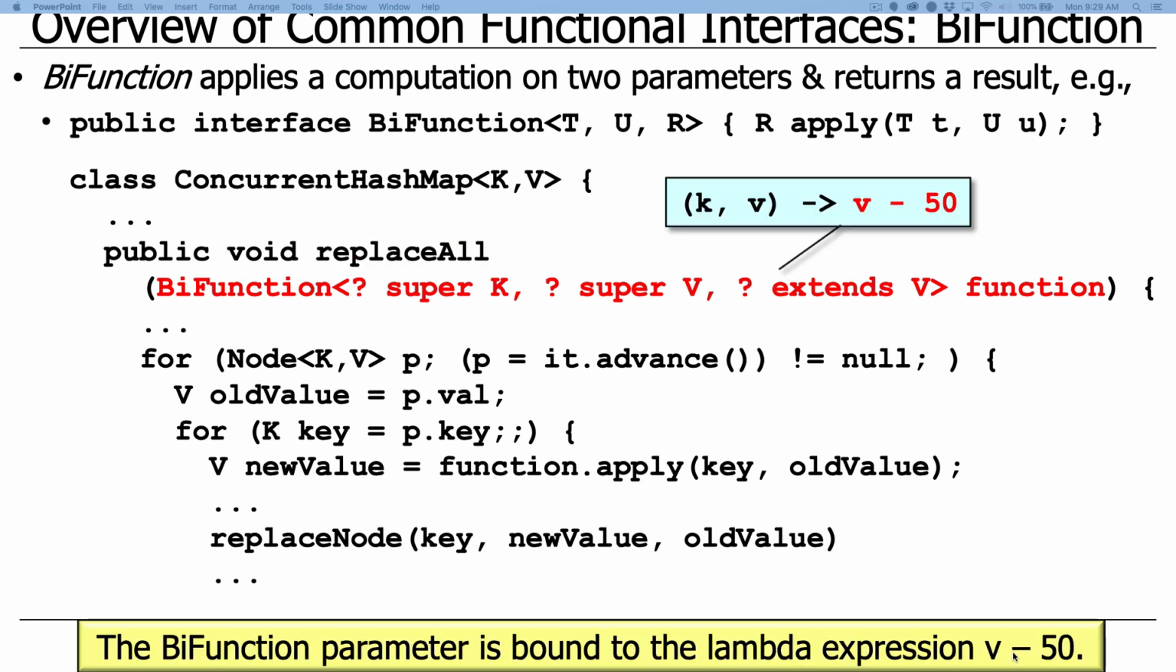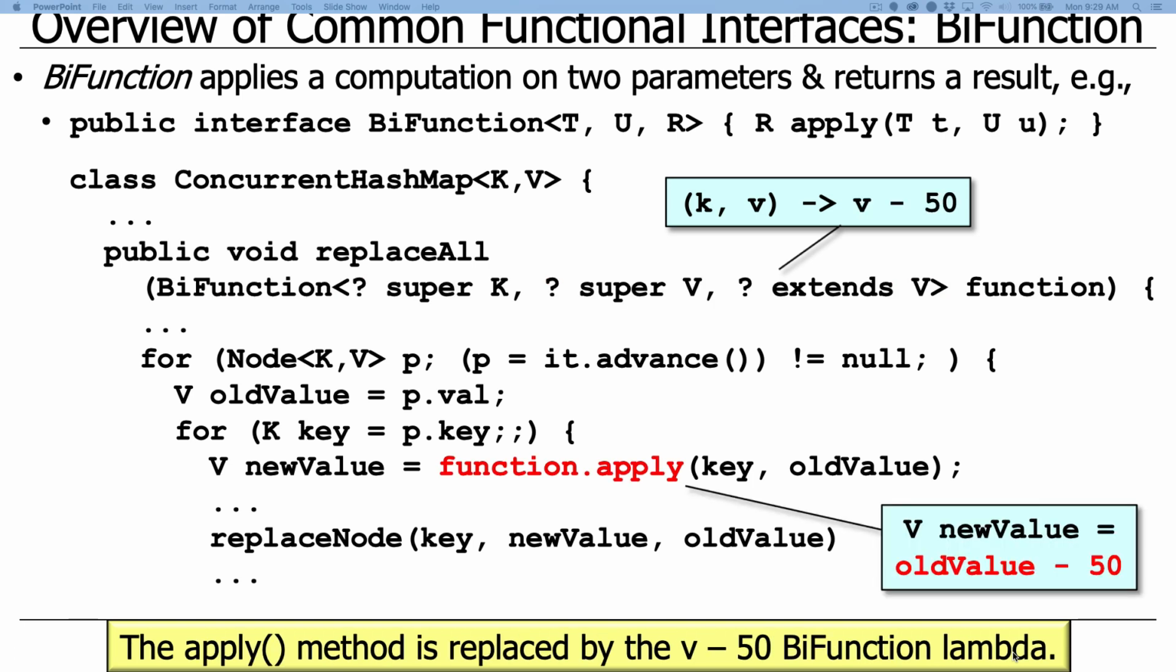And how does it work? Here's the lambda expression that gets bound to that BiFunction. And you can see that when the implementation says function.apply, what that's doing is basically saying old value minus 50 equals new value, which then gets updated in the map in an atomic and efficient way. So pretty cool, much more concise than the other approach.